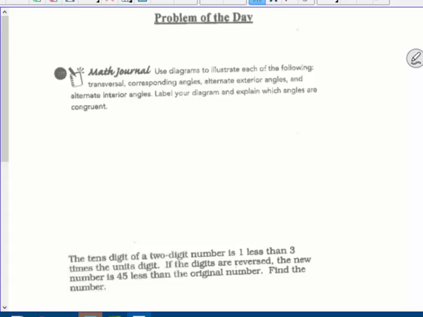You should be using a straight edge or ruler because these are parallel lines cut by a transversal. And explain which angles are congruent. So you're going to have to probably number them and say something like angle 1 is congruent to angle 7 because they're labeled as alternate exterior, etc. So I'm going to look for a couple pictures, at least two. If you want to draw three, you can use three.